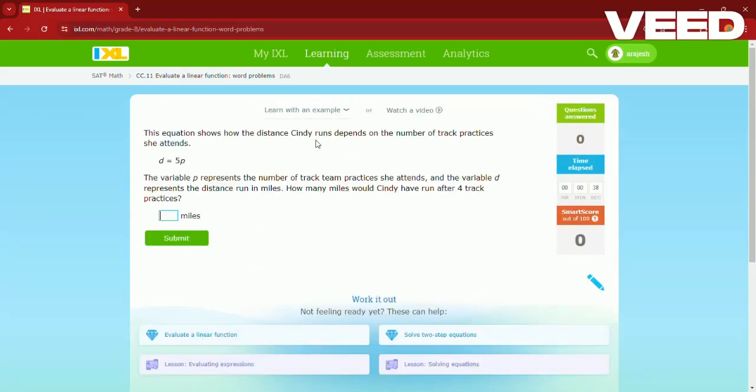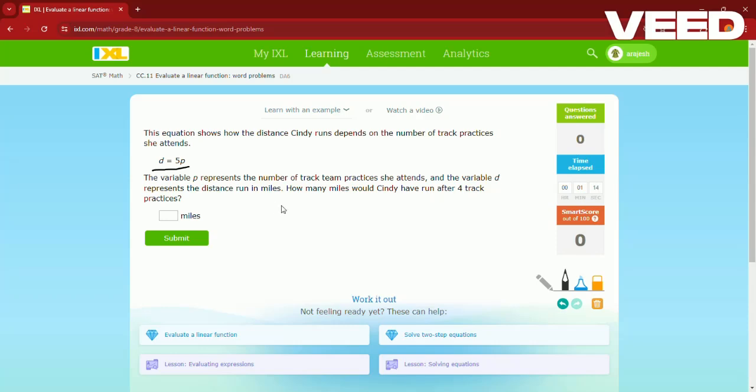So let's check out how we do this, shall we? This equation shows how the distance Cindy runs depends on the number of track practices she attends. D equals 5p. The variable p represents the number of track team practices she attends, and the variable d represents the distance run in miles. How many miles would Cindy have run after 4 track practices?